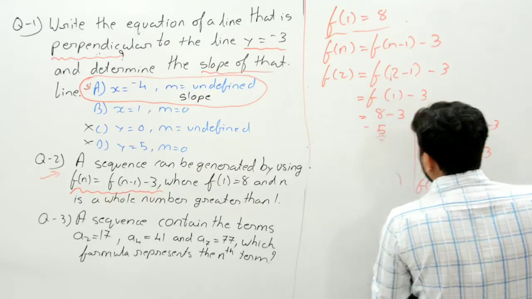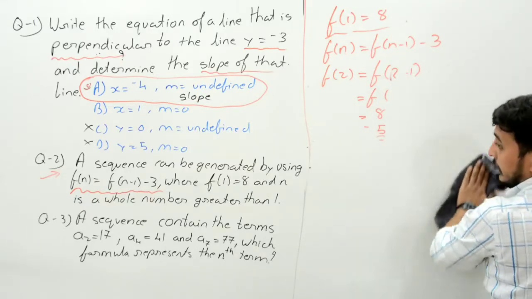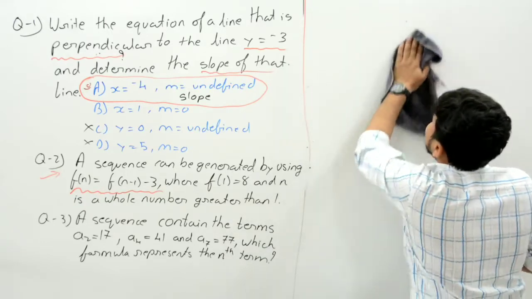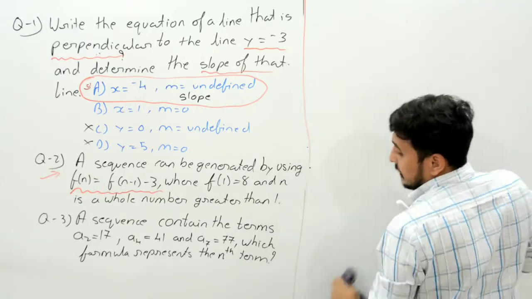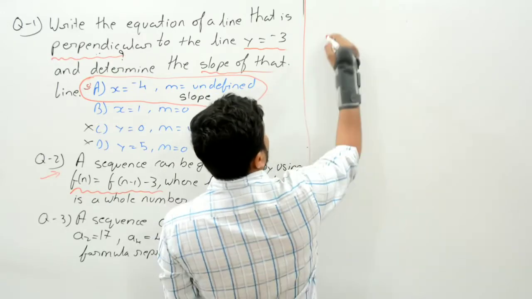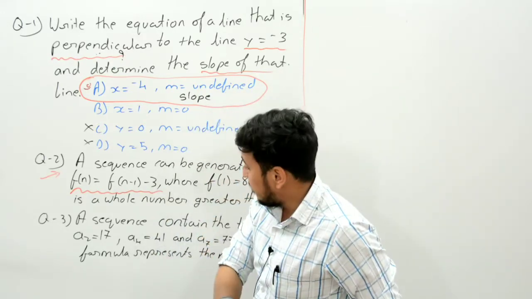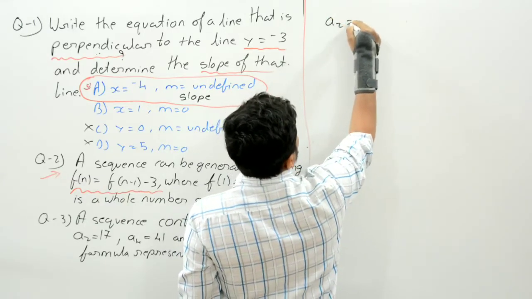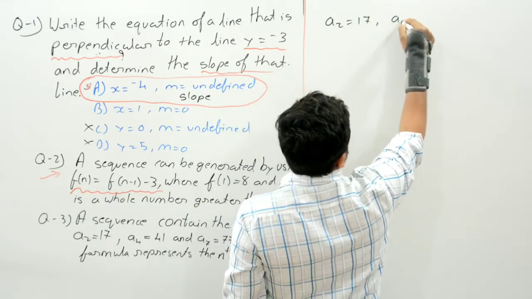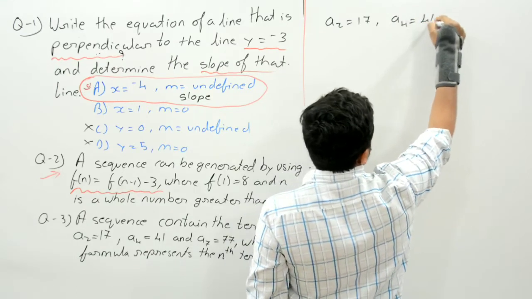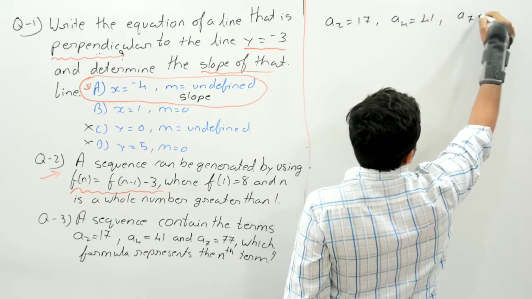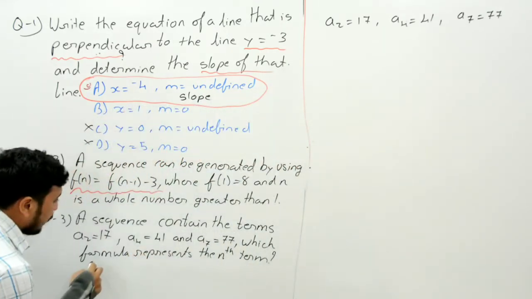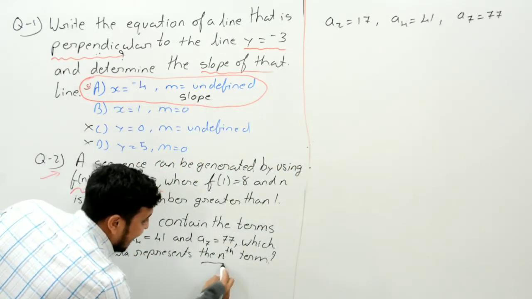Now the third question. Moving on to the third question. Read it out. A sequence containing the term A2. A2 means second term. The second term is given here, that A2 is equal to 17. A4 is equal to 41. A7 is equal to 77. And I want to find the formula that represents the nth term.